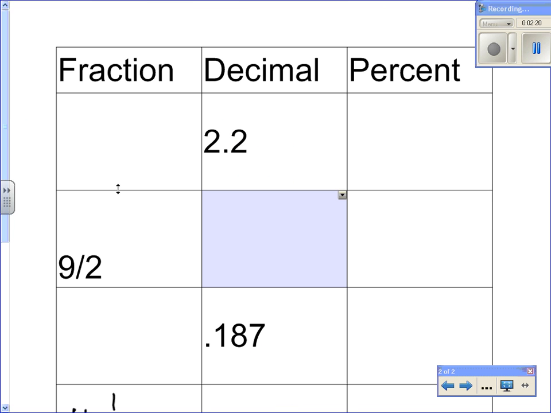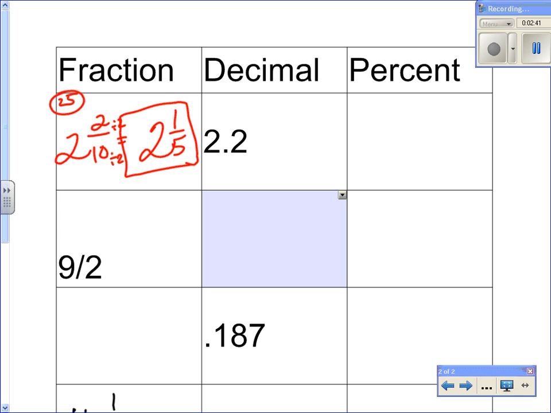Okay, I'm going to keep going on to the next line. So this is going to be box number 25. 2.2 as a fraction is 2 and 2 tenths. But I have to simplify by 2. So I'm going to divide the top by 2 and the bottom by 2. And I get 2 and 1/5. Okay, as a percent, I move that over twice, put a 0 in as a placeholder, and I get 220%.